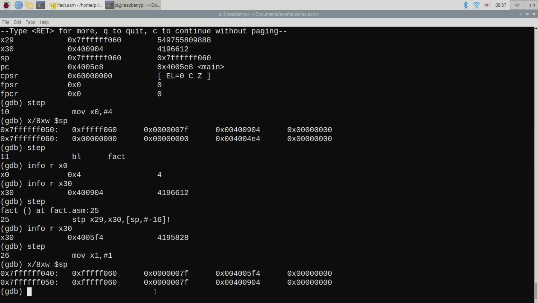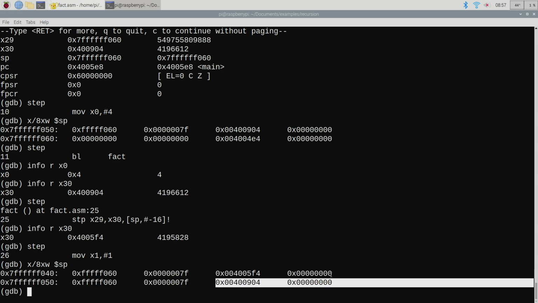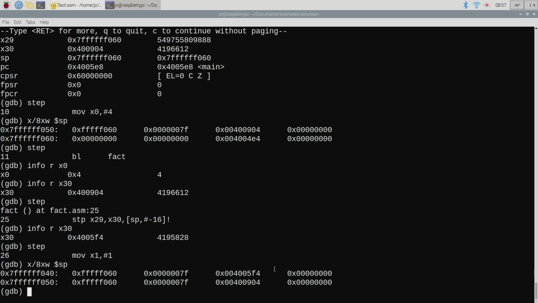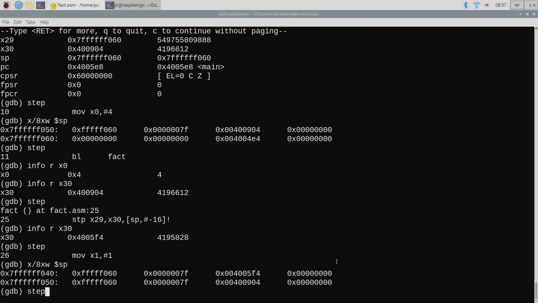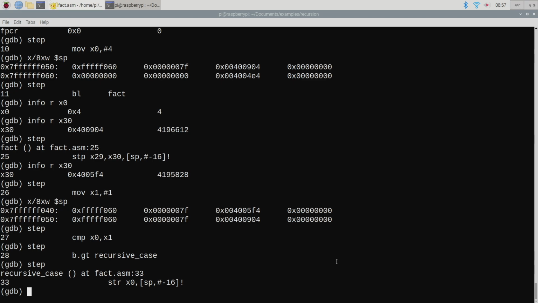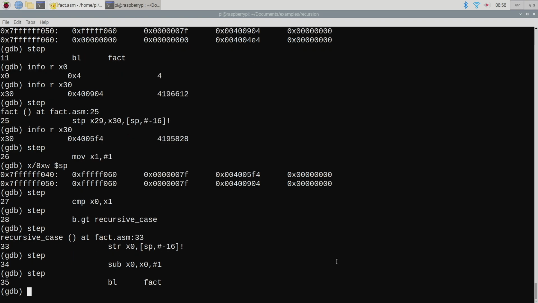Okay, and now if I look at the stack pointer, what do I see here? Okay, what's this? That was the value of the link register from the main program. This is the value that I just stored when I came into my first instance of the fact function. And if I keep stepping, okay, I'm going to do the comparison. I'm going to branch. I'm going to store the number. Okay, I'm going to subtract. Okay, so here's where I want to stop.